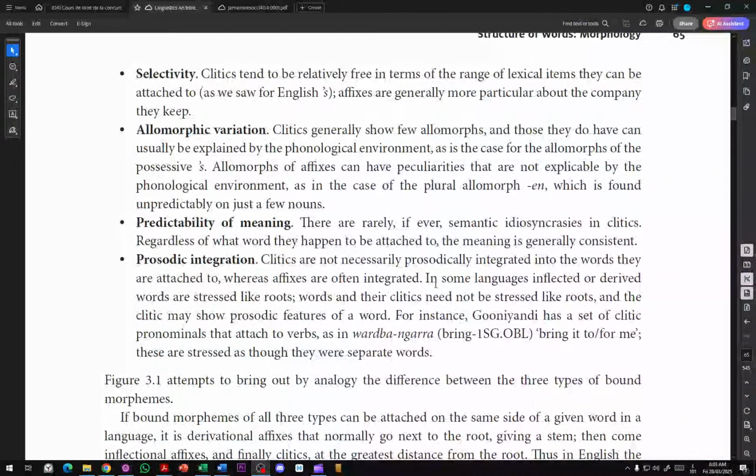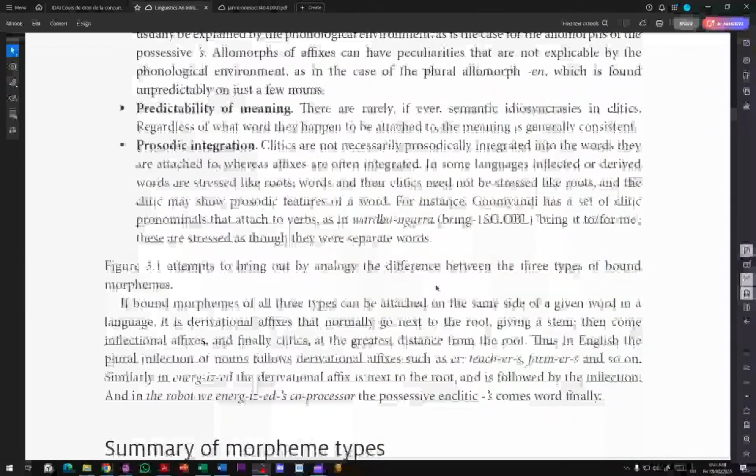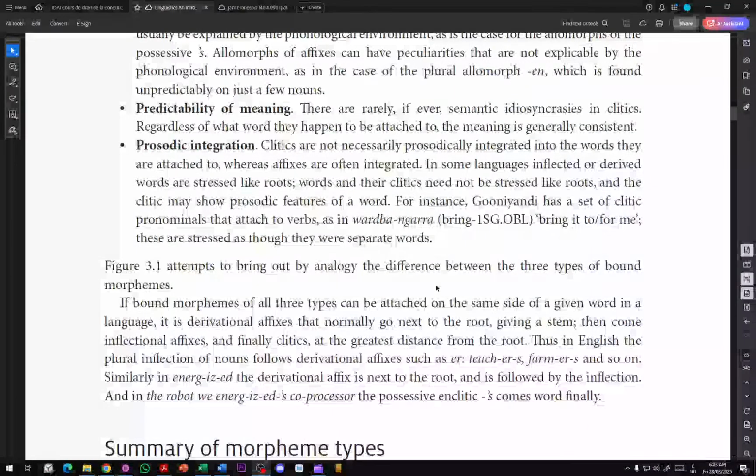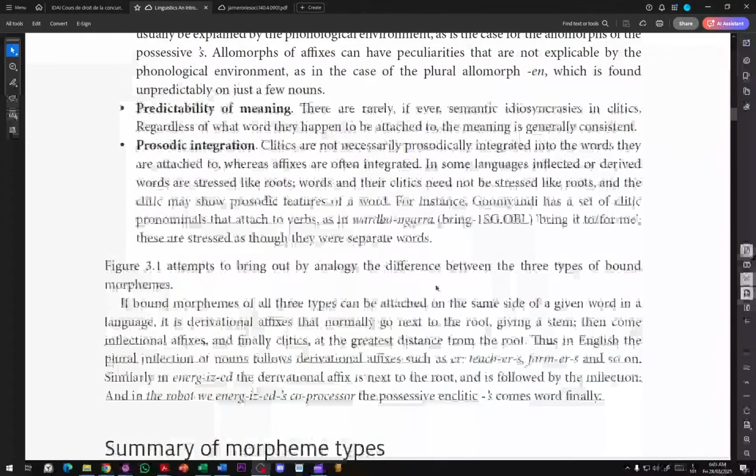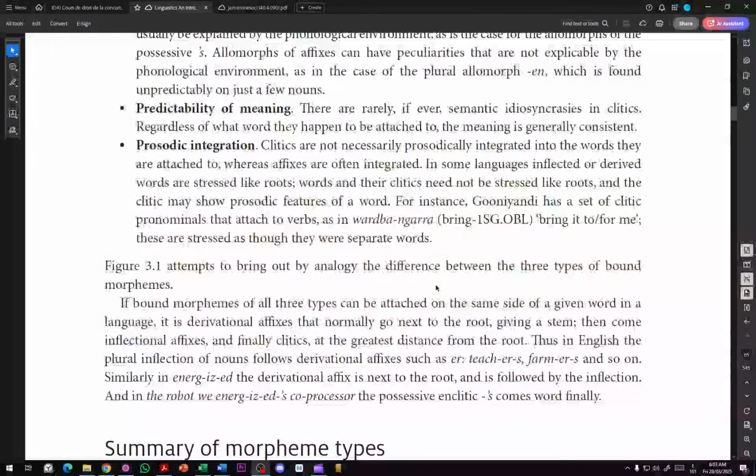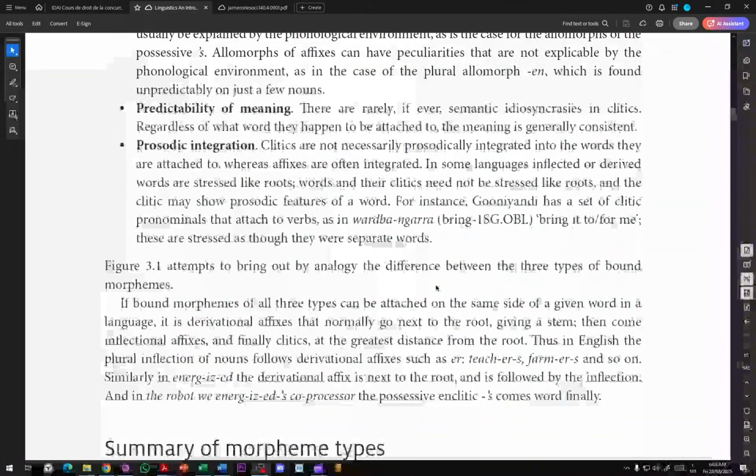Trying to understand. Never mind, it's not important.